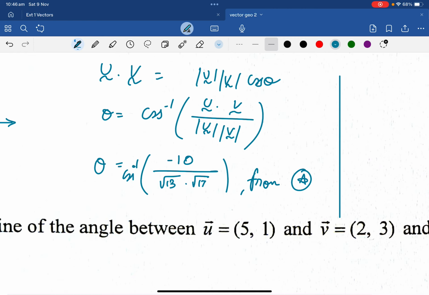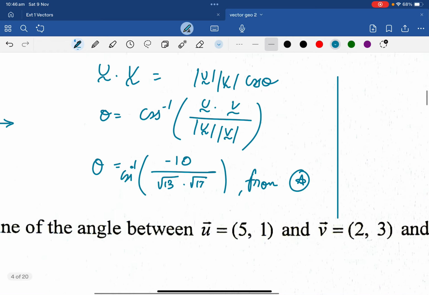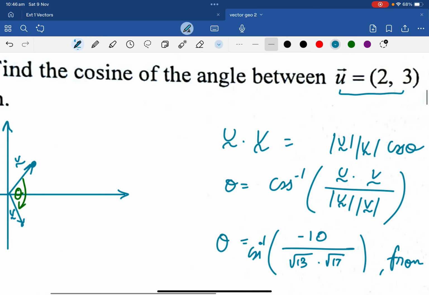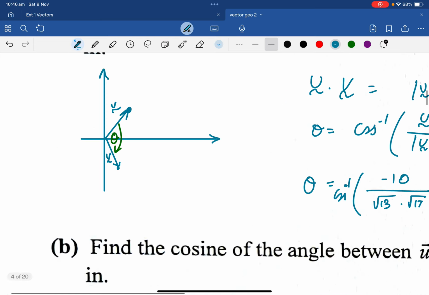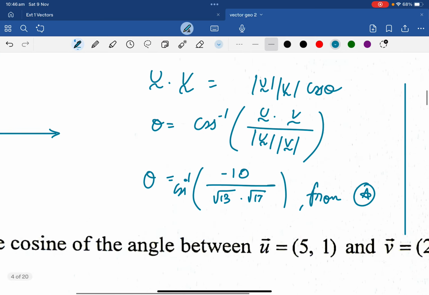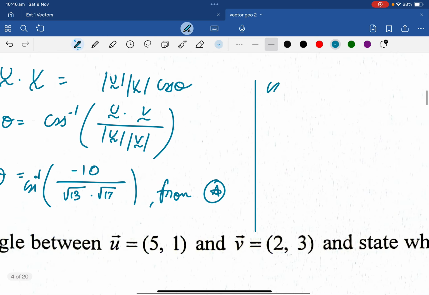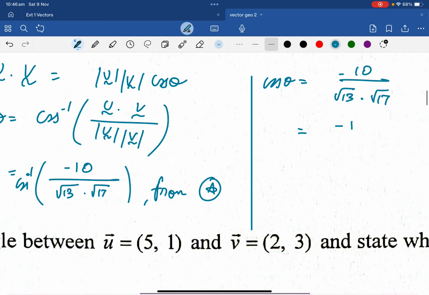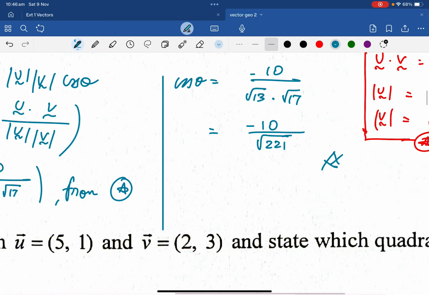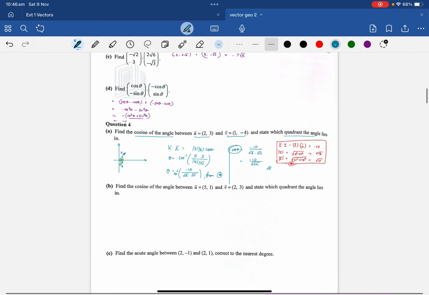But you actually didn't need to go this far. See how they asked for the cosine of the angle? They actually don't want theta, they want cos theta. So you can actually take cos inverse to the other side. So it's just going to be cos theta is equal to minus 10 over root 13 into root 17. And what's root 13 into root 17? Let's do that. That's just root 221. So it's minus 10 over the square root of 221. And that's our final answer because they asked for cosine theta. Nice.